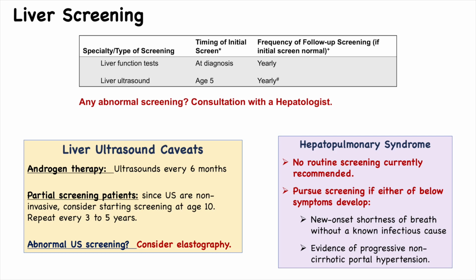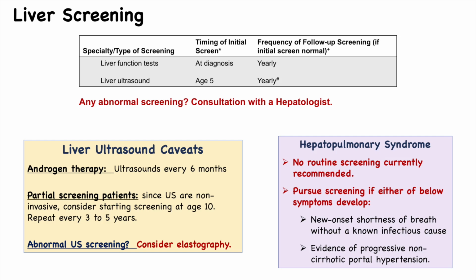For patients who fit into that partial screening category that I mentioned at the beginning, sometimes we start liver ultrasound screening a little bit later and we do it less frequently. And then anybody who has an abnormal ultrasound screen, as we talked about earlier today, we are now recommending getting an elastogram or an elastography study. What elastography does, as Dr. Meyer said earlier, is gives you a quantitative metric of how stiff the liver is.